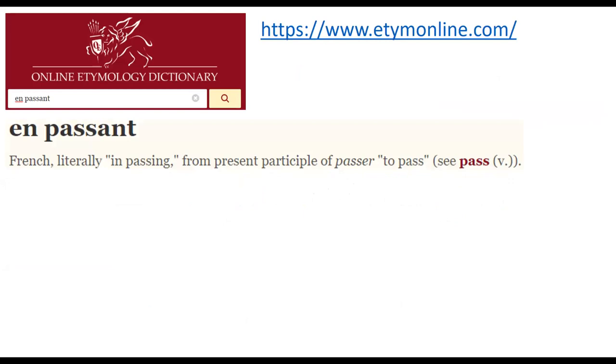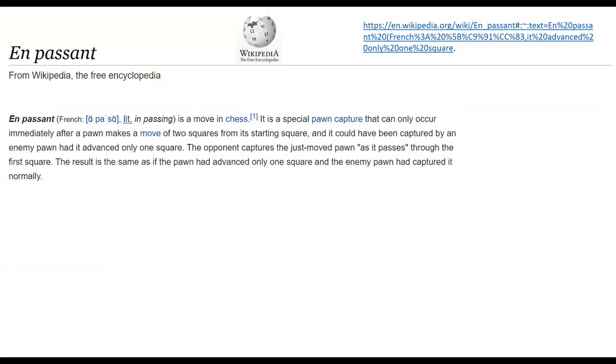All right, let's go to etymology. Online Etymology Dictionary. I go to this resource all of the time. French, literally in passing, from the present participle of passer, to pass, all right? In reference to chess, and that's what I'm guessing at least a few people in this audience, when I say en passant, the first thing you thought of is the chess move, all right? Which first appears in written words in 1818. All right, en passant, let's go again to the source of all human knowledge, Wikipedia.